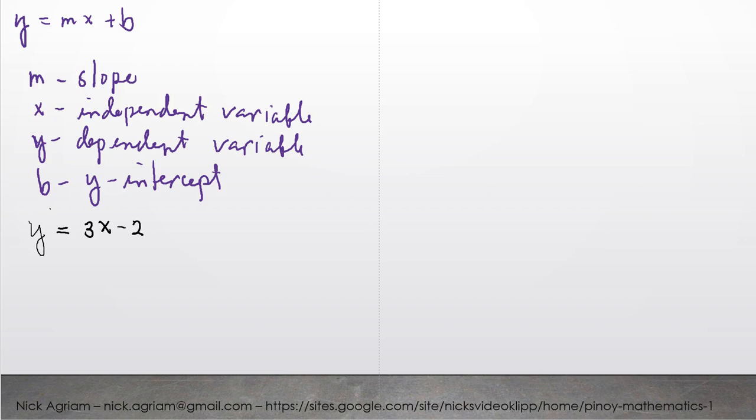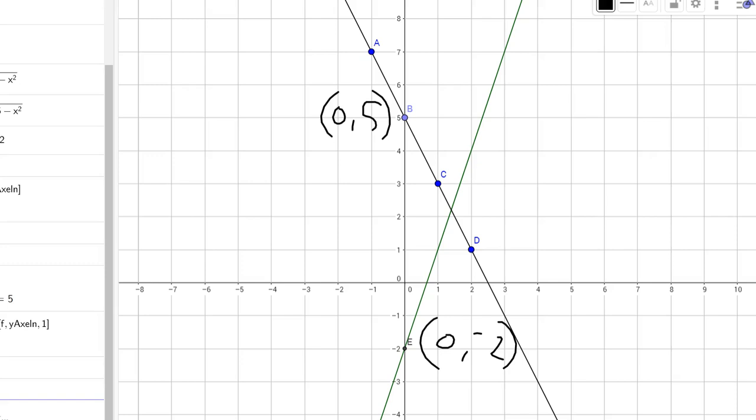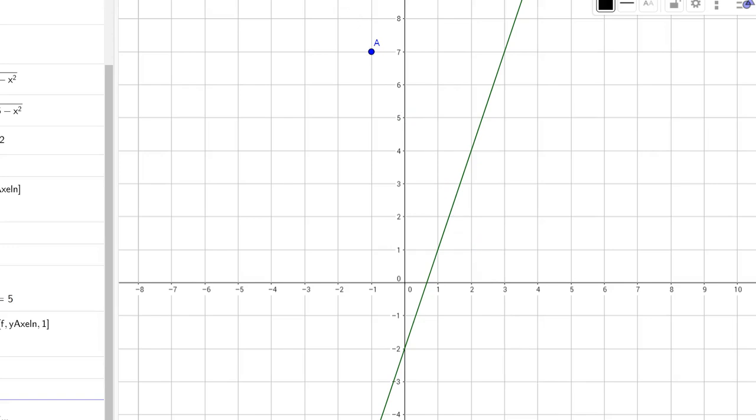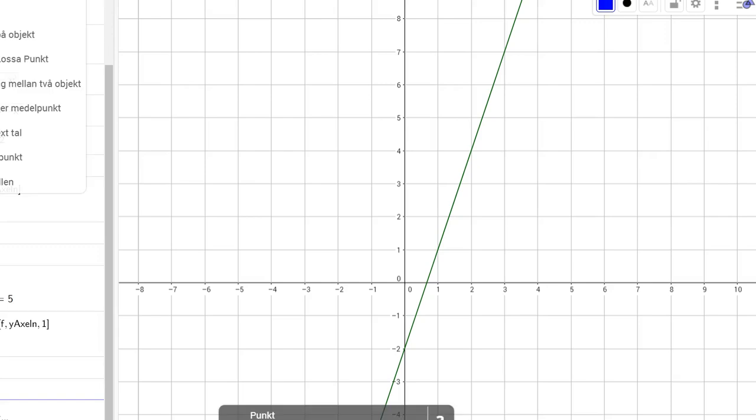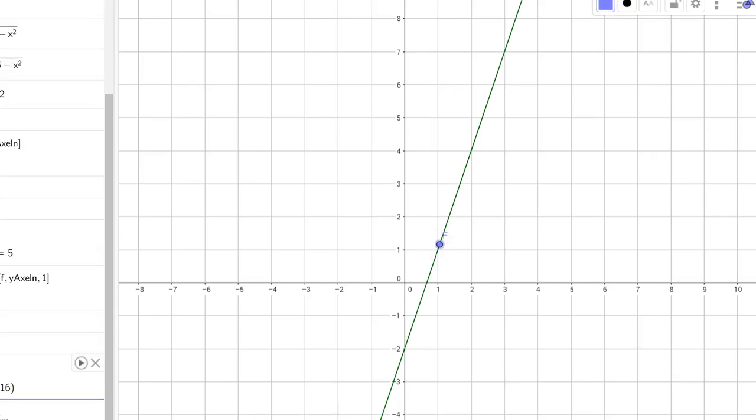That means the slope is the change. It's a constant change. So if I go back here and remove everything that I have written, as you can see, this is my 3x minus 2, the green one. The slope is always, if I have 2 points, and I'm going to give you 2 points now, this is my point.